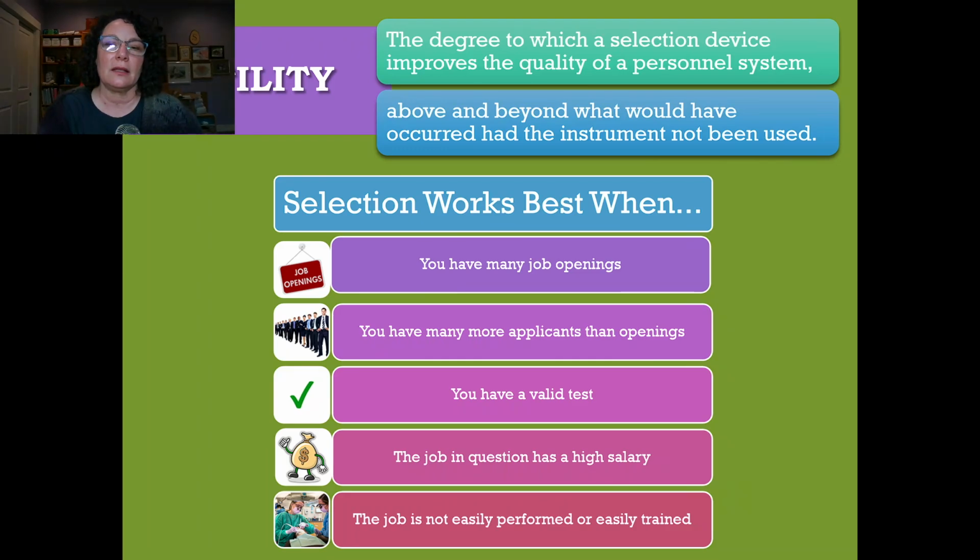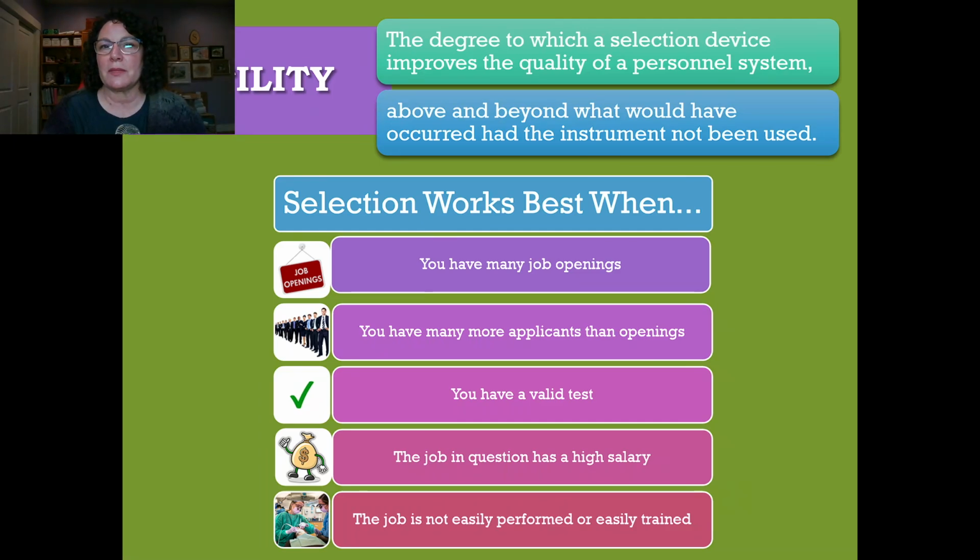The other thing, now this one might sound weird, but selection works best when it's a job that is not easily performed or easily trained. But think about it. If it's something that I could easily train anyone to do, it's something that anyone really could perform this job with just a little bit of training.